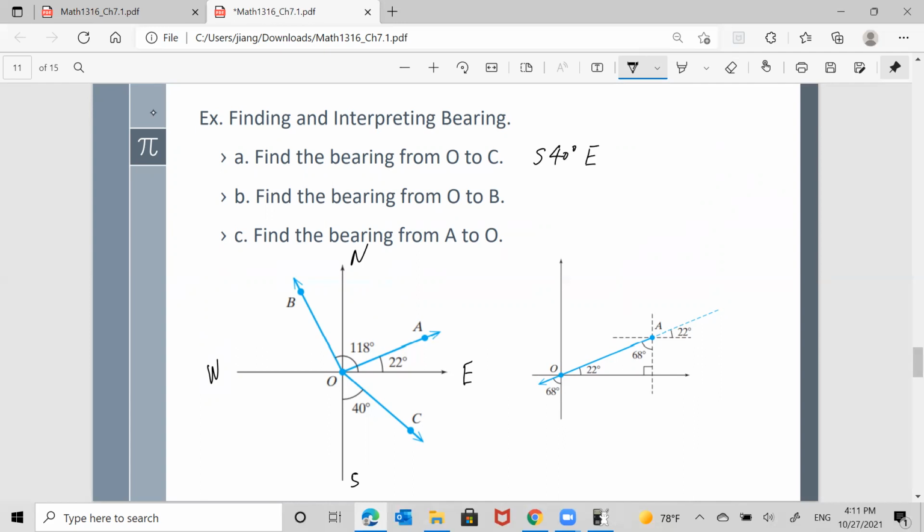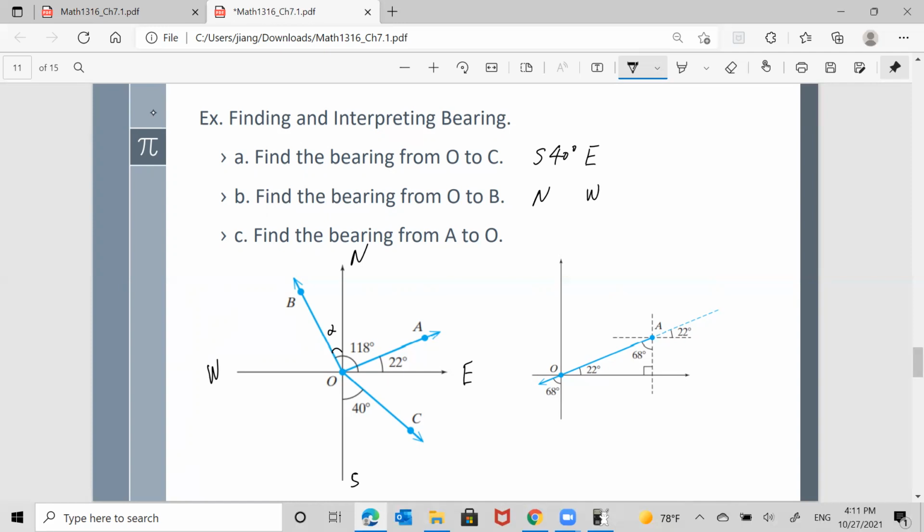Find the bearing from O to B. O to B here. It's on the north, so put N. And then the acute angle between the ray and here. This is alpha, but it doesn't show us the alpha. And then it's on the west. I put the west here.